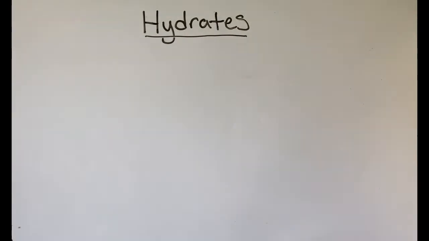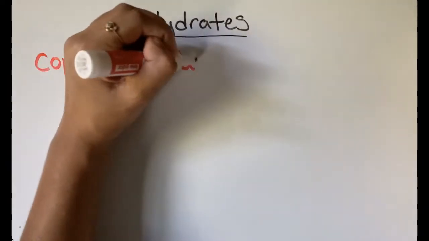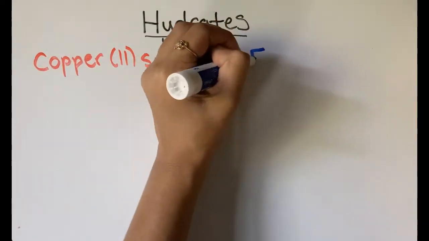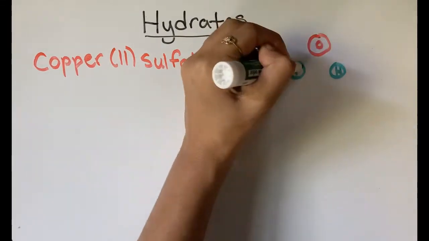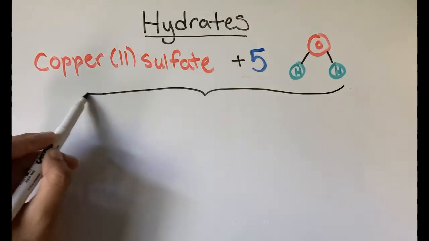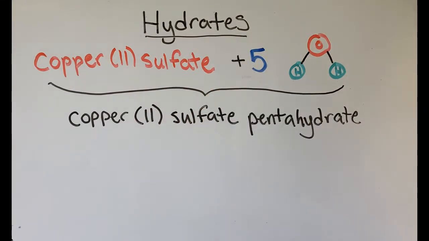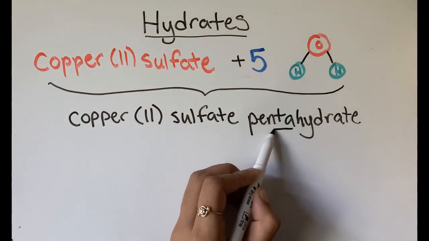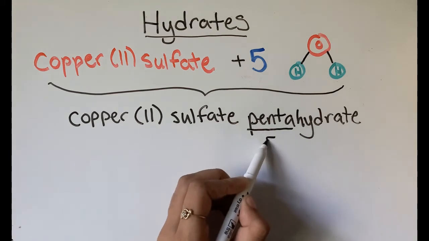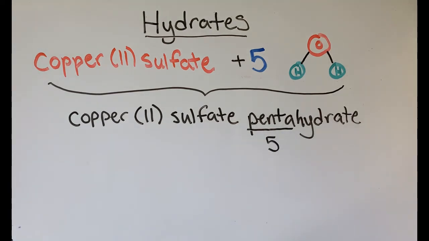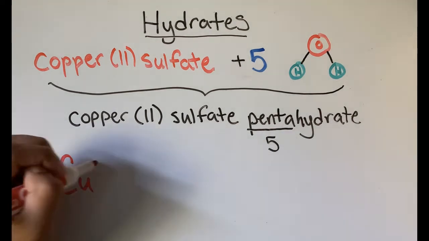Next are hydrates. Hydrates are compounds that have a specific number of water molecules attached to them. For example, copper 2 sulfate has 5 water molecules attached to it. This is called copper 2 sulfate pentahydrate. If you remember our discussion of prefixes, you'll understand that penta means 5. So pentahydrate means 5 water molecules.